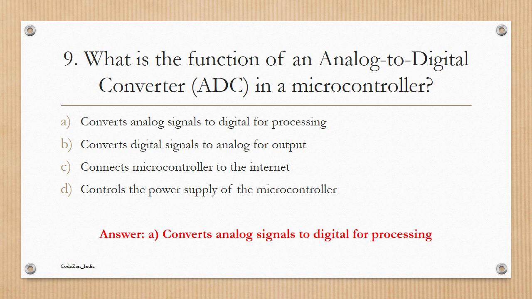9. What is the function of an analog to digital converter (ADC) in a microcontroller? A. Converts analog signals to digital for processing. B. Converts digital signals to analog for output. C. Connects microcontroller to the internet. D. Controls the power supply of the microcontroller. Answer: A. Converts analog signals to digital for processing.